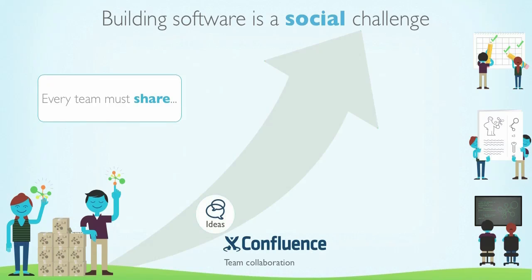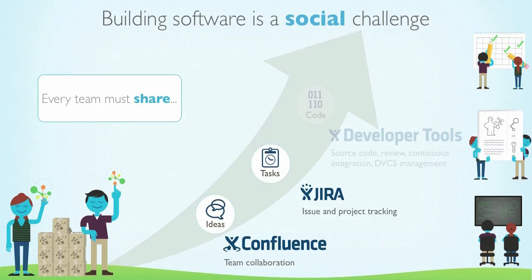Confluence is our team collaboration platform where ideas are born and content is created to support the development of your product. Jira is our issue and project tracking software where ideas are turned into actionable items that everyone can track to completion. Our developer tools are where your code is hosted, reviewed, and managed. With the entire suite, you have everything you need to plan, track, and build an awesome product.